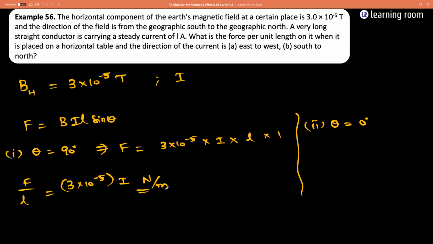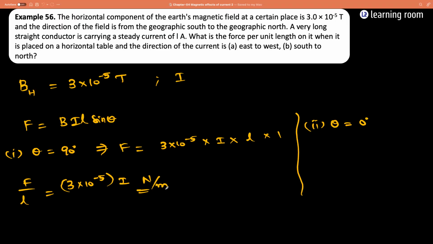I value is not given in the question, no? I think it is 1. The current is 1 ampere. If the current is 1 ampere, it will be 3 into 10 power minus 5 Newton per meter. If theta is equal to 0 degree, when it is from south to north, force will be 0. That's it. Simple question, no?